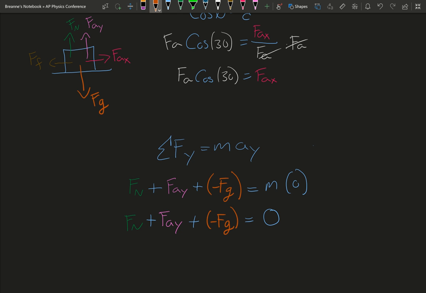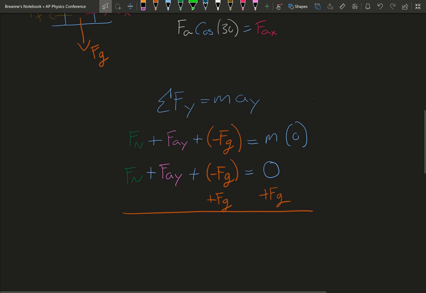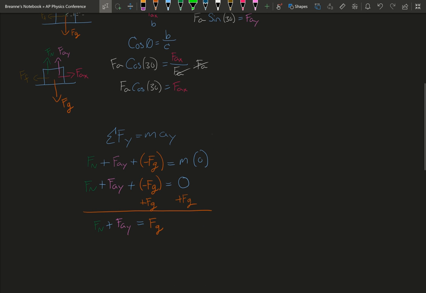So basically that's saying that everything pointing up equals everything pointing down. So force of normal points up plus force applied in the y points up equals the force of gravity, which points down. So there we go. Kind of have our net force in the y simplified.